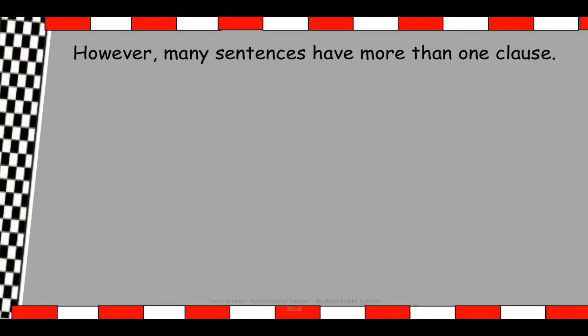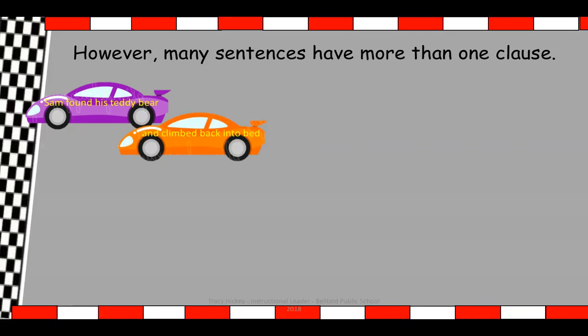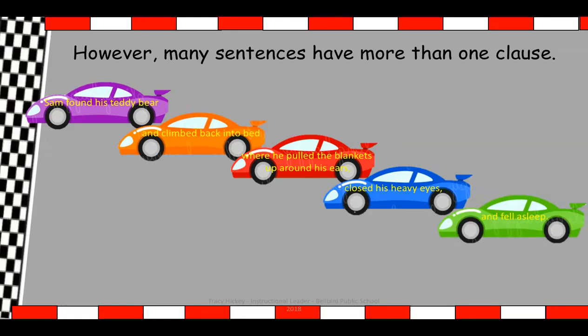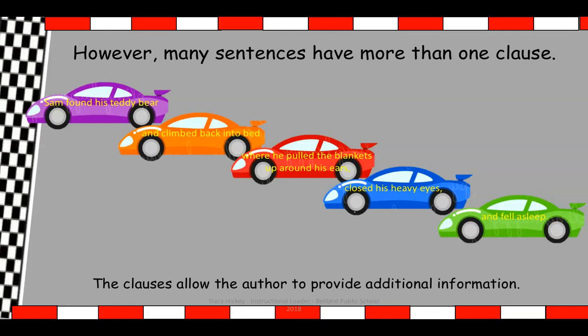Okay, so there's other sentences that have more than one clause. For example, Sam found his teddy bear and climbed into bed, where he pulled the blankets around his ears, closed his heavy eyes, and fell asleep. So you can see there is 5 clauses in this sentence. So this allows the author, or you guys as the authors, to provide additional or extra information. And remember, each of these clauses has a verb. So the verbs in these clauses are found, climbed, pulled, closed, and fell.